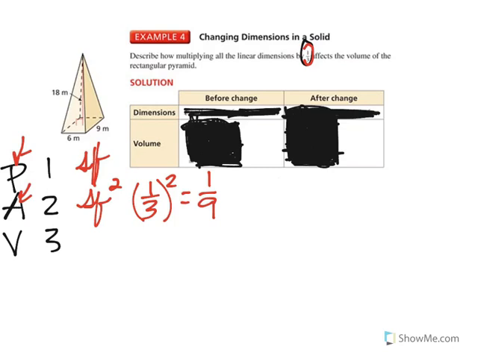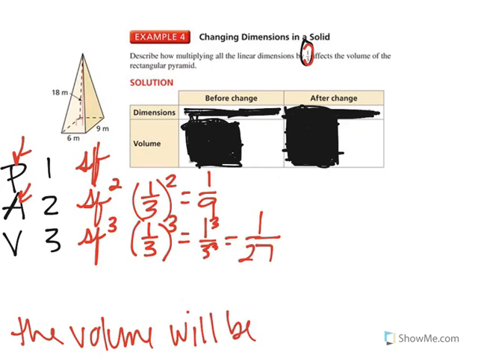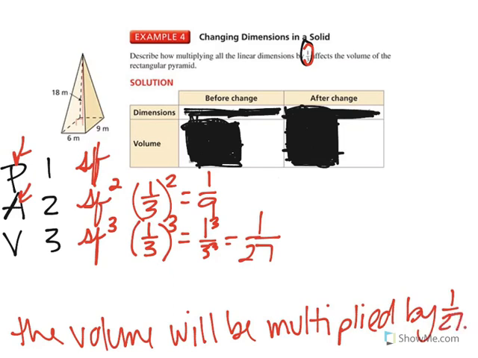And then the volume is the scale factor cubed. So you would take whatever you're multiplying your sides by, cube it, which is 1 cubed over 3 cubed, which is 1/27. Okay, so the volume will be multiplied by 1/27, or decreased by 1/27.